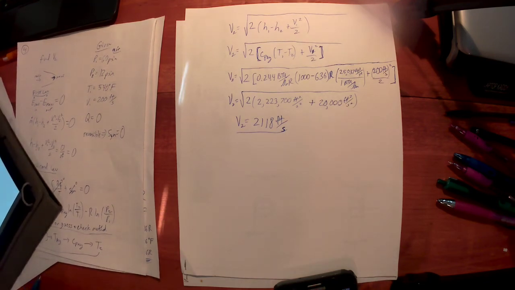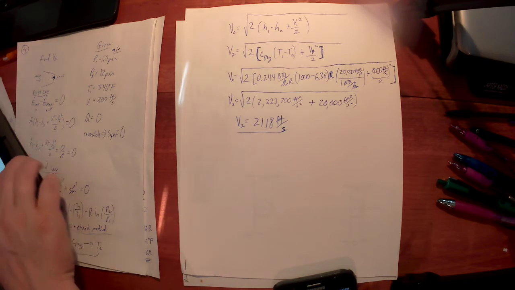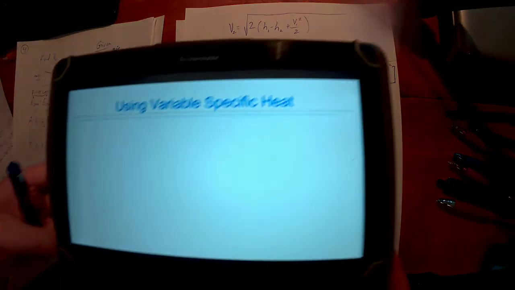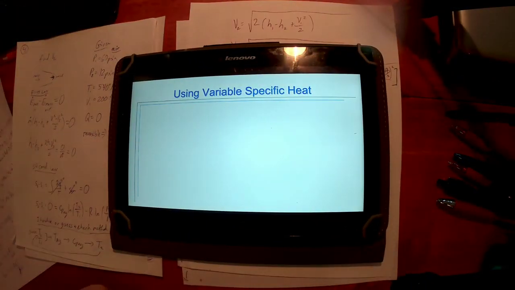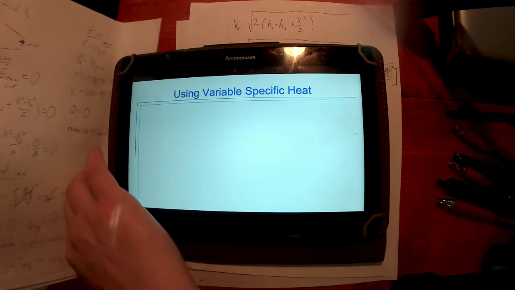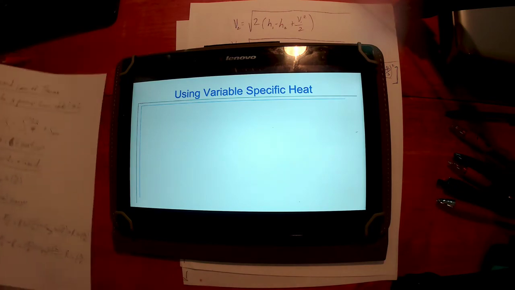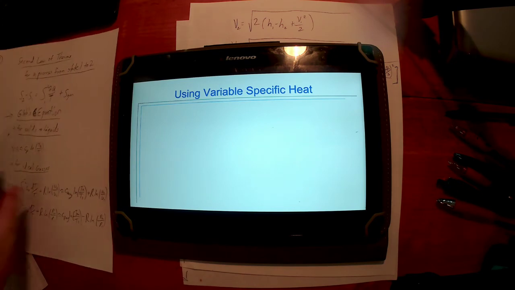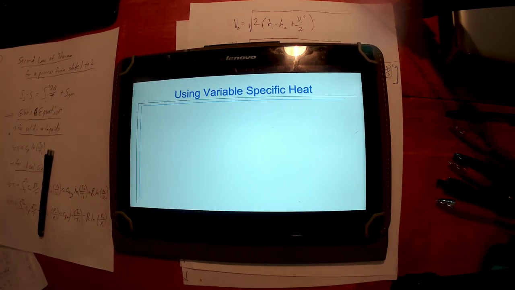Okay. Now, as I mentioned, there's multiple ways to do this problem. Let's talk about another way we could possibly do this problem, using variable specific heat. So remember that problem originally said, hey, use variable specific heat to find a solution. Well, for variable specific heat, if we look at the tables, the ideal gas tables, we do have property tables for ideal gases.